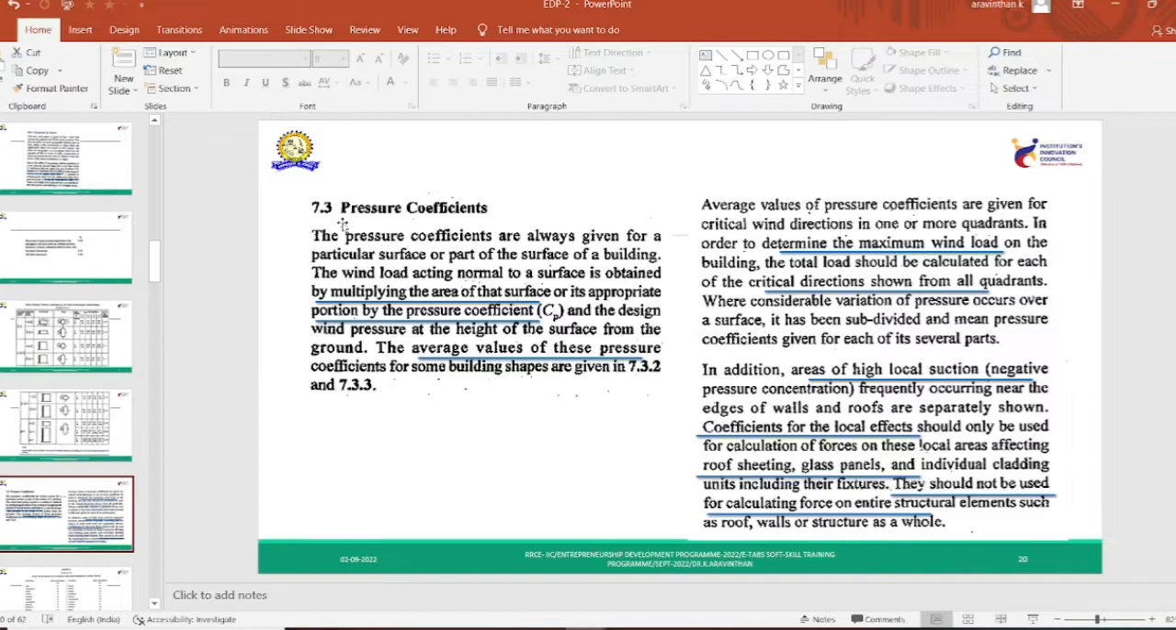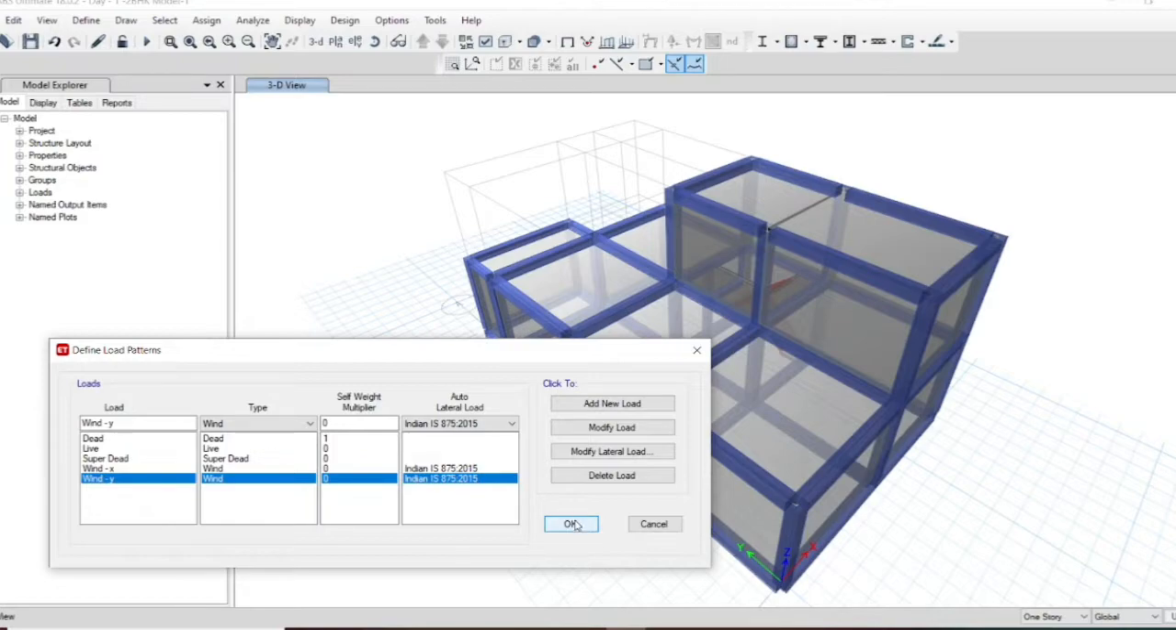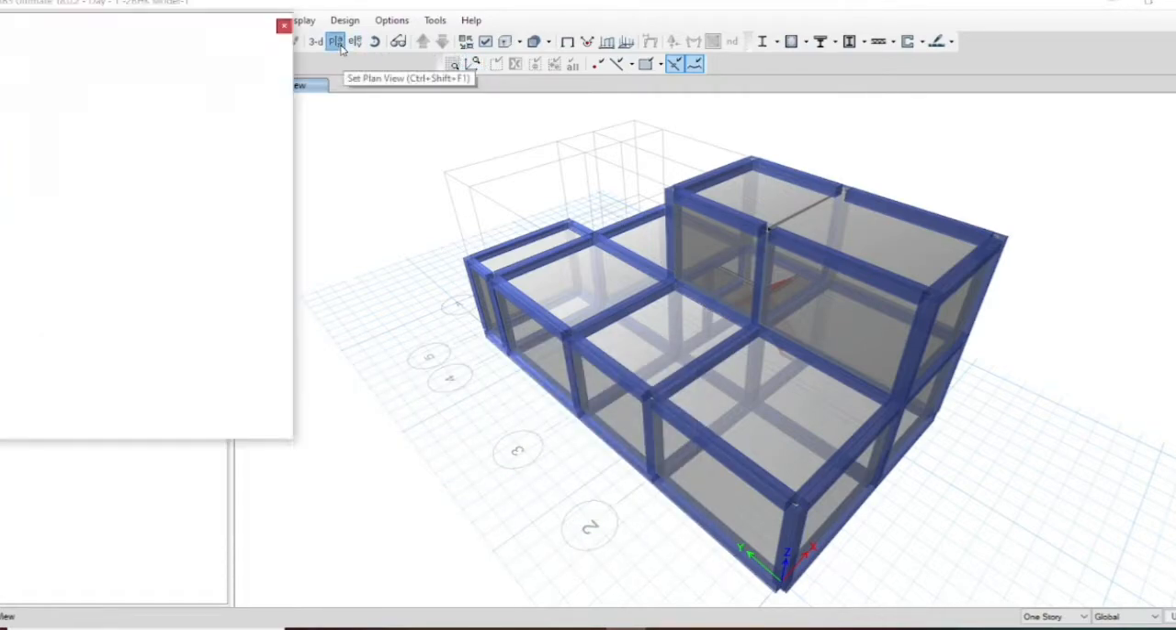Why you need to apply two winds, you have the explanation here. Pressure coefficient. In clause 7.3, the code indicates that Cp is the pressure coefficient. You will be multiplying the Cp. Different types of Cp are given. Cp is the external pressure coefficient for walls of a rectangular clad building. So right now we have applied auto cladding. If we are having different cases, what is our case? We have to find height by width. What is our height to width ratio? Height is, we are having 3 meter as the first floor and 3 meter as the second floor, so in total 6 meter. What is the width? H by W. The width of the building, you can see from the plan.